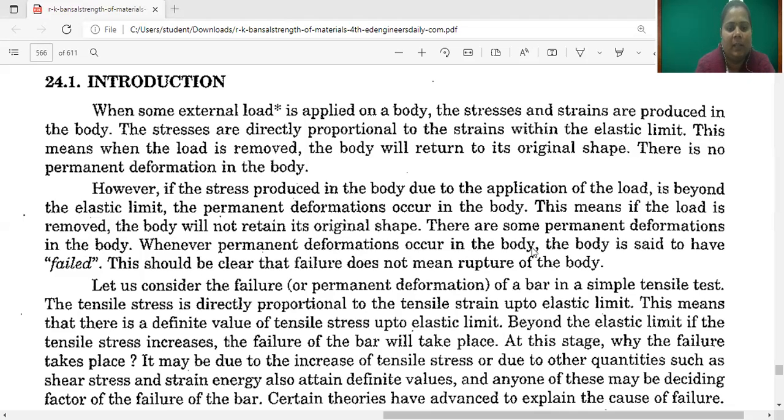Okay, so now I will explain this paragraph. Already we have discussed, whenever we apply load on a particular body, some stresses and strains will be generated. But if these stresses and strains are within the elastic limit, permanent deformation does not occur. If the generated stress and strain go beyond the elastic limit, that means it crosses the elastic limit, at that time permanent deformation occurs in the body.